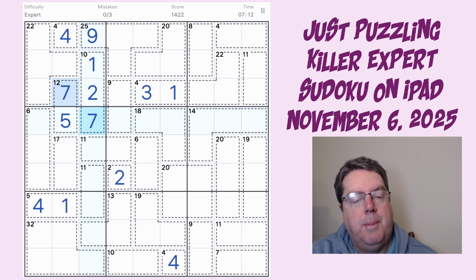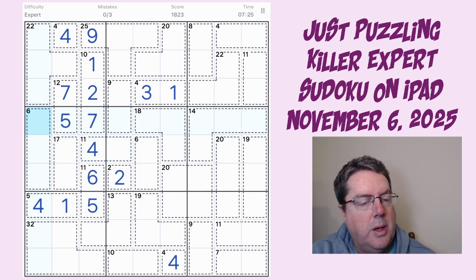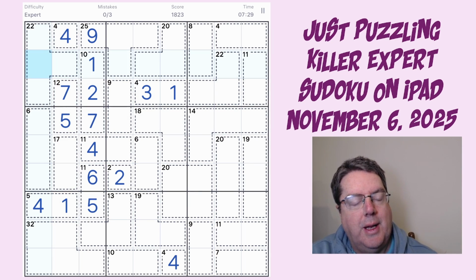So 4 can't be here because that'd have to be a 7. So that's a 4 there. 1, 2, 3, 4, 5. So that's a 6. Leaving this to be a 5. So because I know 1, 2, 3, and I knew 8, 9, 5 and 7, because I figured out that number, I then could figure out these.